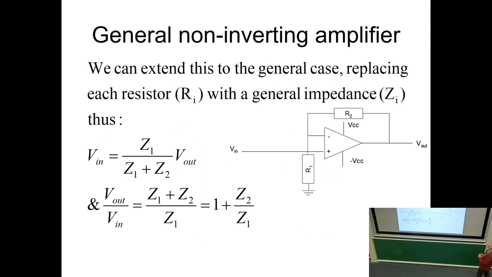Right, so the general non-inverting amplifier. We can extend this analysis to a general case. We can replace each resistor, R1 and R2, with a general impedance. You just call it Z. Okay? So Z can be anything linear. And then we can just replace R with Z in our analysis. So thus, V in equals Z1 over Z1 plus Z2, because it still applies. V out over V in is this with Z's in it. So we've just replaced the letter R with the letter Z. Not much, but actually very powerful as we go forward.